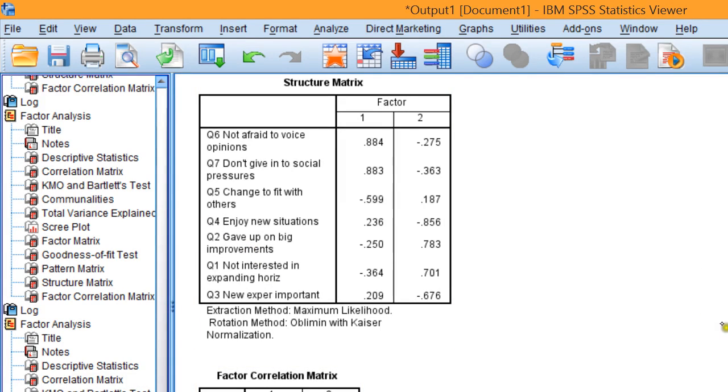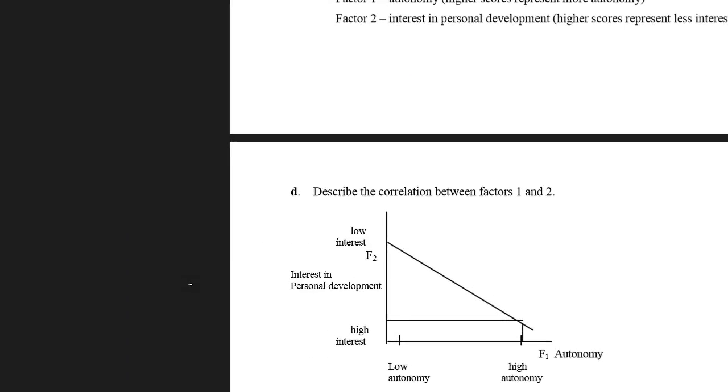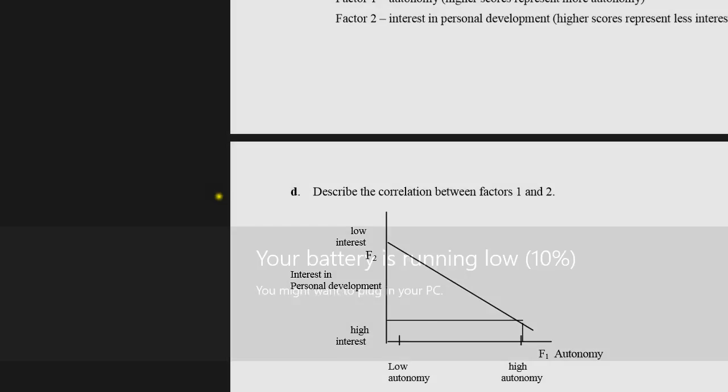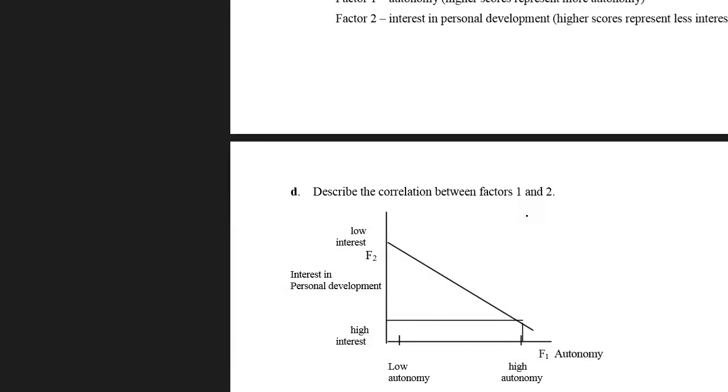factor correlation matrix. So that's the correlation between the factors, and you can see they are negatively correlated as I predicted. So if we had factor 1 on the bottom here, low autonomy is a low score and high autonomy is a high score. Factor 2 is the vertical axis, so people who are highly interested in personal development scored low. People who were not very interested in personal development scored high. So there's a negative correlation.